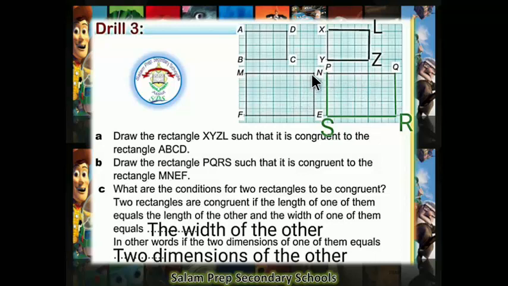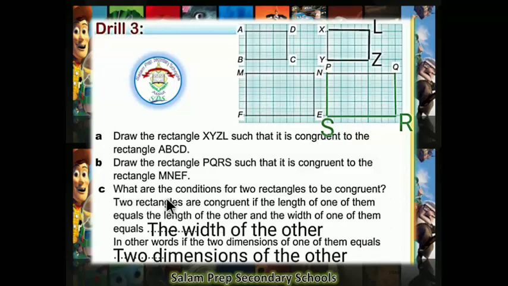The width of rectangle MNEF equal 3 centimeter. So we will draw the width of the congruent rectangle with 3 centimeter like this. 1, 2, 3. You can complete the rectangle like this.